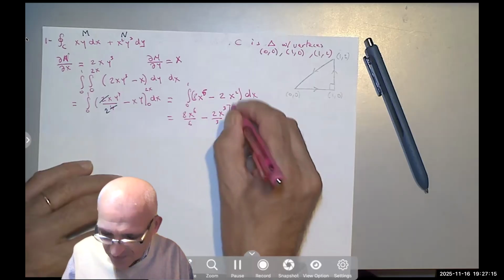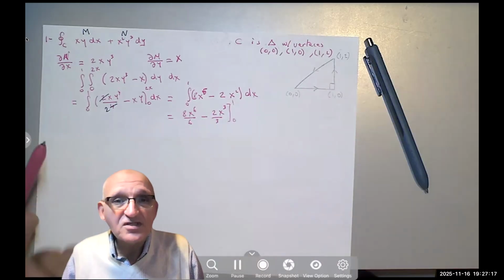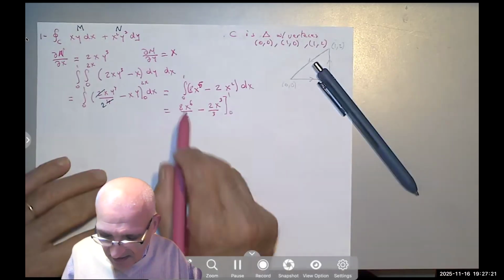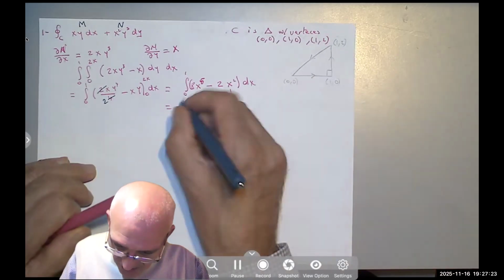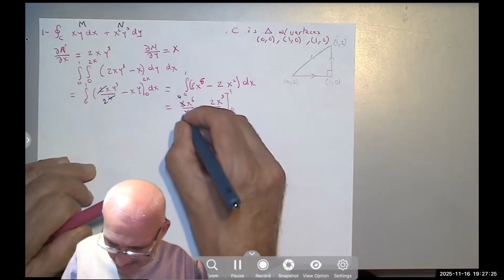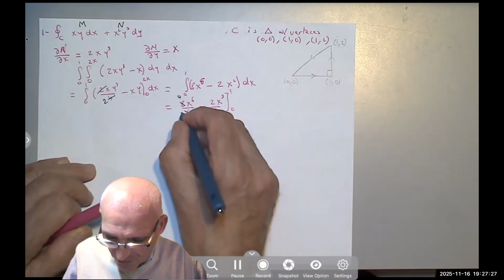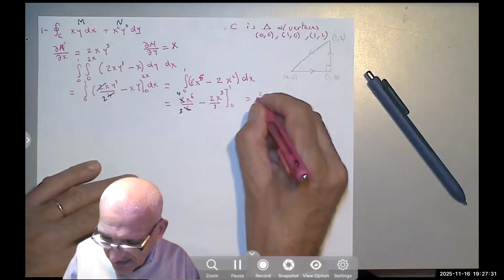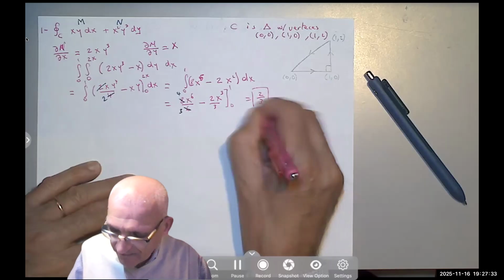Everything evaluated from 0 to 1. I don't care about the 0, it will give me 0. But when I do the 1, I will get 8/3, which is 4 over 8/6, I'm sorry, which is 4/3 minus 2/3 equals 2/3. And that is the answer.